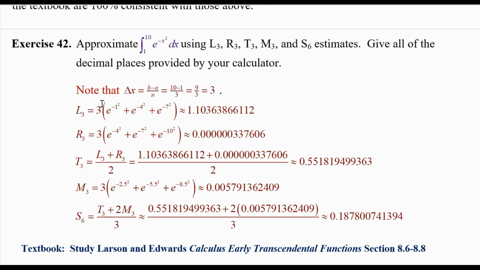Use your calculator to approximate those and multiply by the common width of 3. Since it's a common width, I can factor it out front. And I get approximately 1.1036, etc. You can see it here.